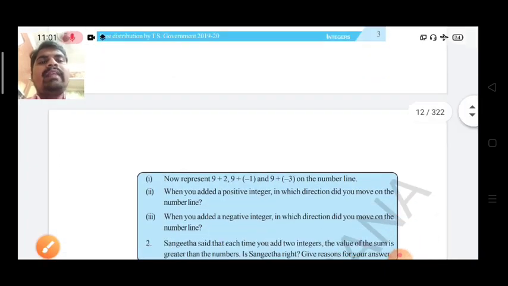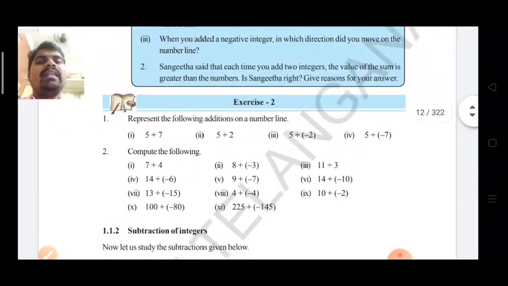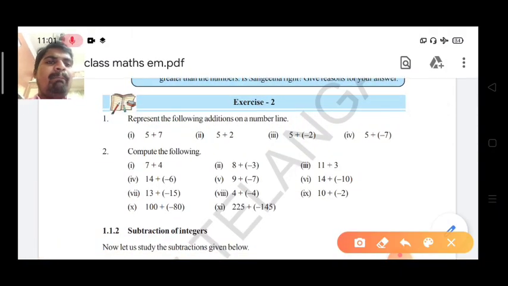And next, come to the exercise. The exercise is a very simple exercise here. So I already explained many concepts. So the first problem is: represent the following additions on the number line. I already explained number line problems.